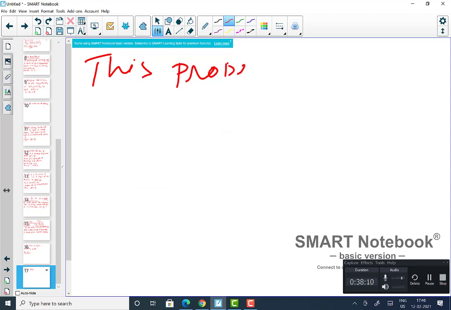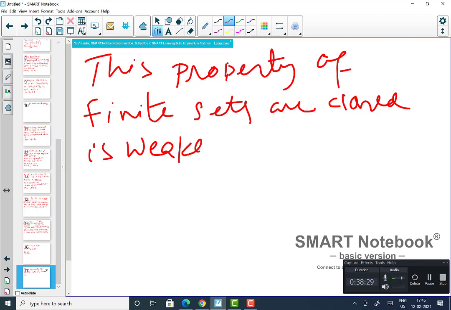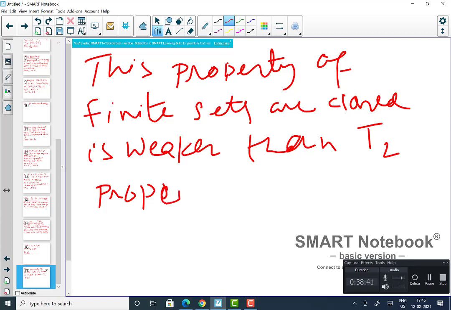The conclusion is that this property, finite sets are closed, is weaker than the T2 property, right? Because every T2 space has this property, but I have an example that if you have this property, it may not be T2. Okay, so then what kind of space is this? This kind of space actually has a name. It's called Frechet space or T1 space.